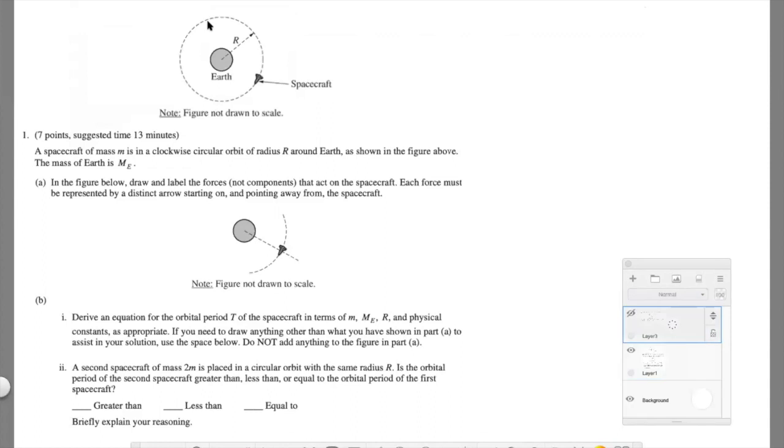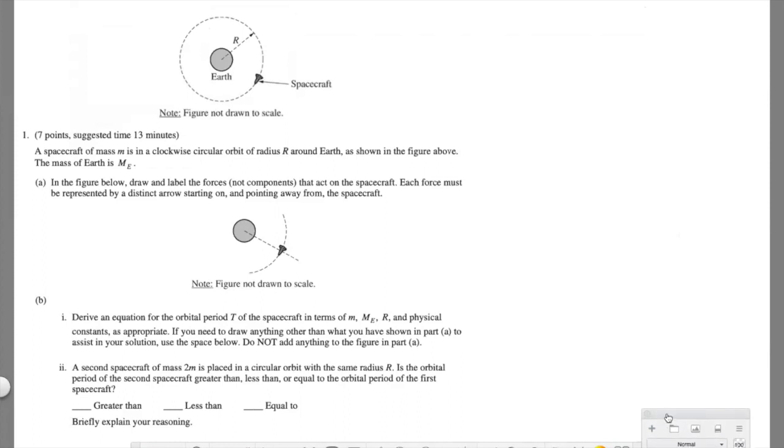Let's go to 2018, number 1. All right, so this question I think is pretty straightforward. What I want to do is talk about the background knowledge that you need to know in order to answer this. We have a spacecraft that's orbiting the Earth, and then they ask us a series of questions about this situation.